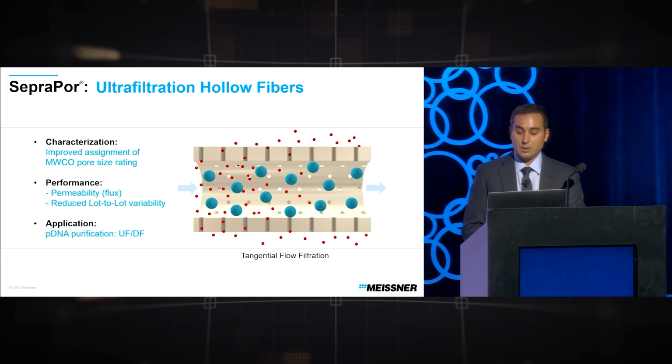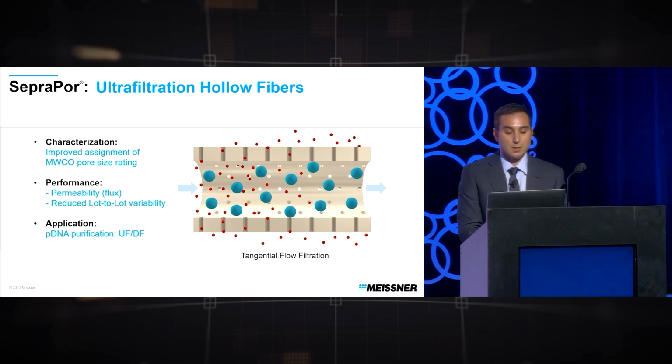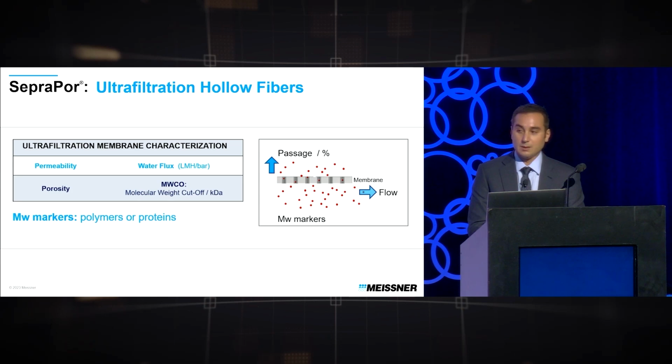Today, I'll cover 3 discussion points for these ultrafiltration membranes. First off, a section on characterization, where we discuss the improved assignment of molecular weight cutoff for ultrafiltration. The second one is performance, where we're going to talk about permeability and reduced lot-to-lot variability. And finally, an application, one of our recent applications of ultrafiltration membranes in the plasmid DNA purification in a UF-DF step.